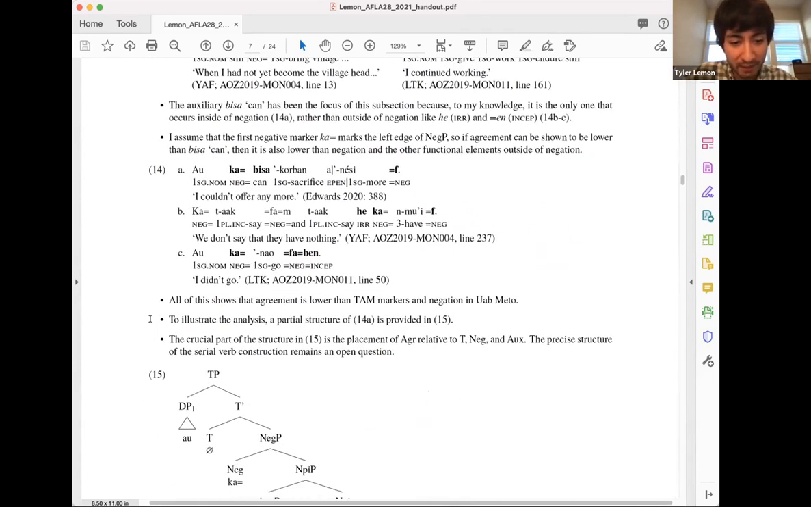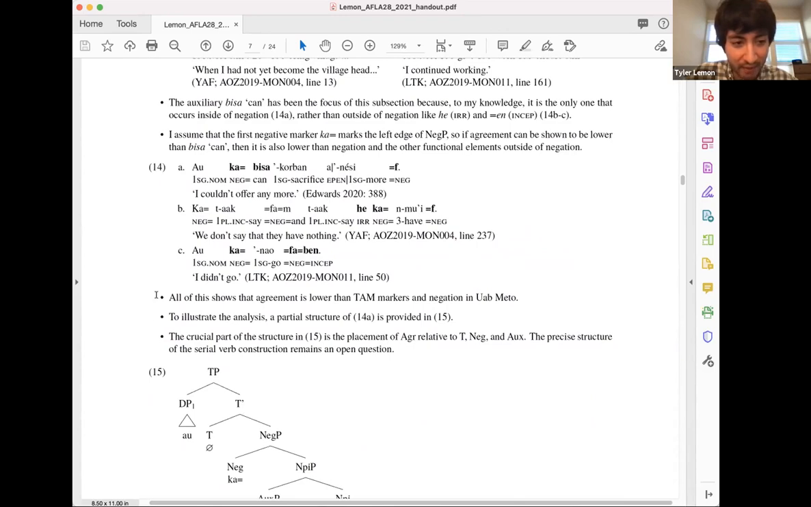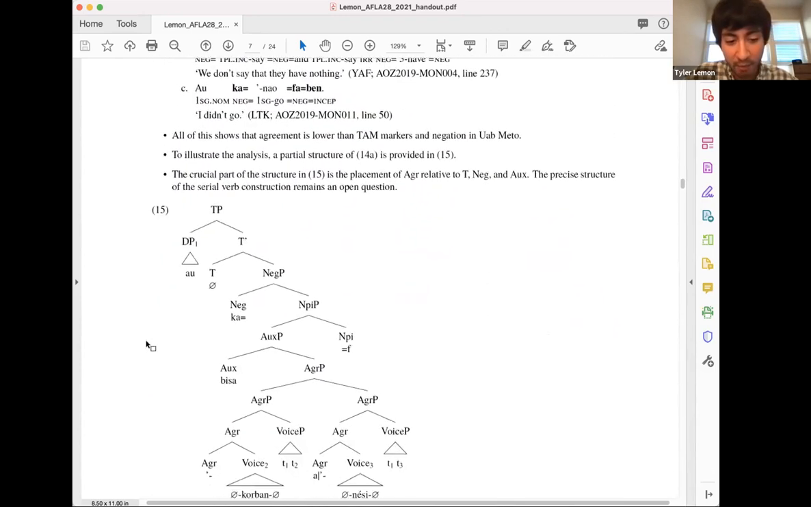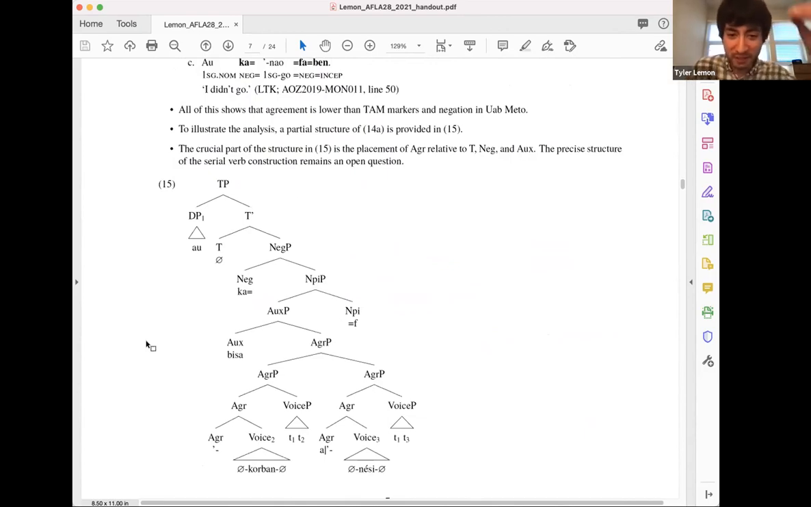To illustrate this analysis, a partial structure of 14a, "I couldn't offer any more," is provided in 15. I'll point out now that the crucial part of the structure is the placement of agr relative to T, Neg, and Asp. I still don't really know the precise structure of the serial verb construction, and in fact, that's what I'm trying to tackle now. So, yeah.